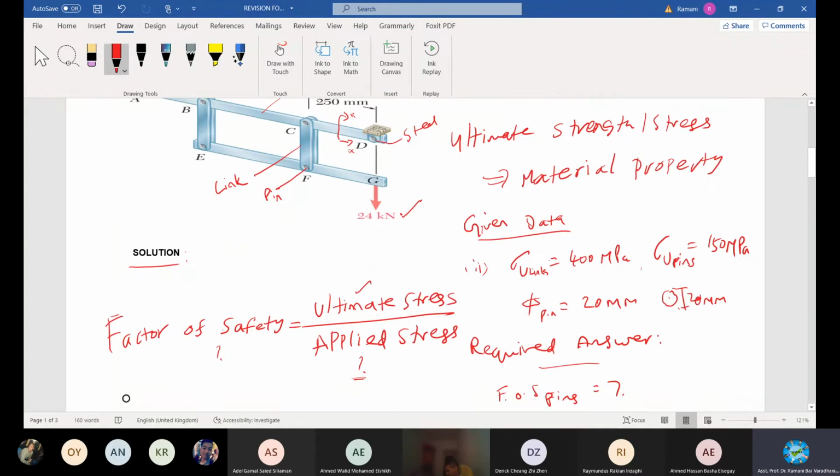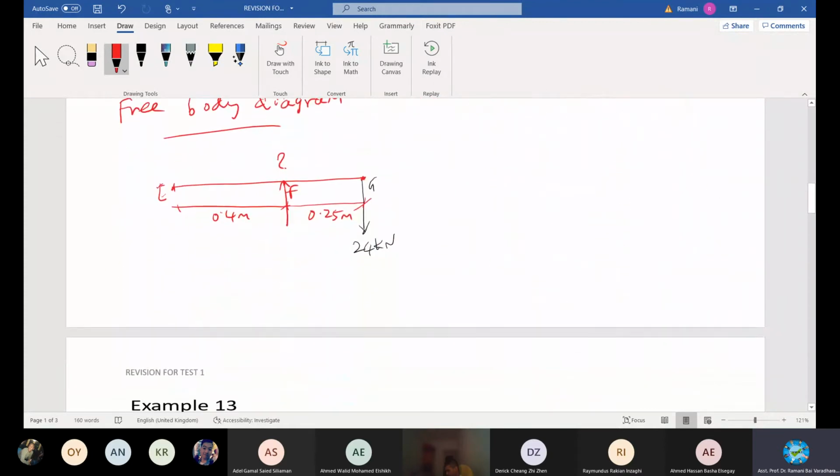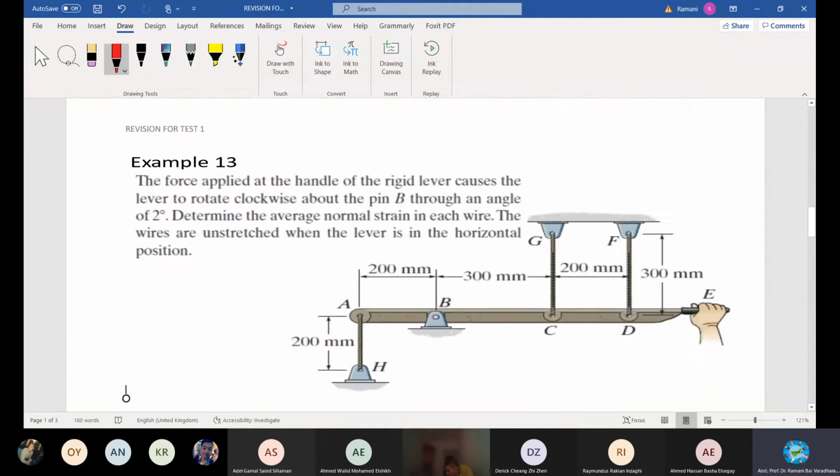Okay. He's jumping here and there. Right? We are here.